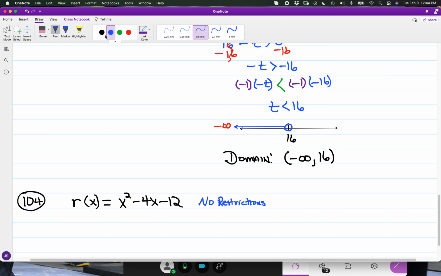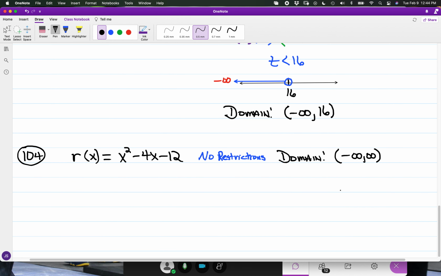So that means that for at least r of x, yeah, for the domain, you have the set of all real numbers. And again, in interval notation, you have between negative and positive infinity, enclosed by parentheses.